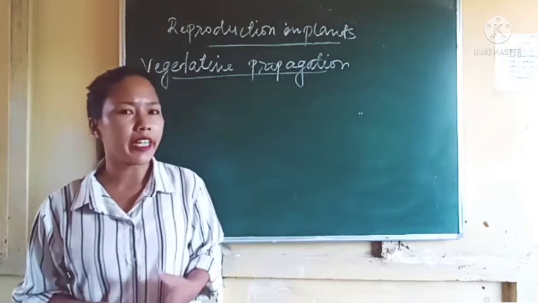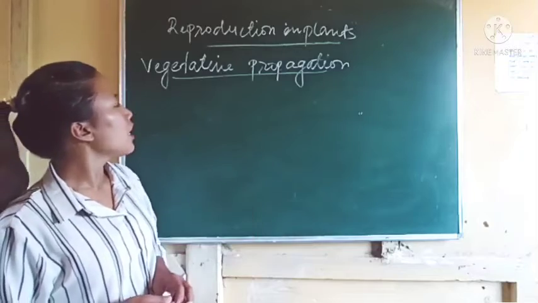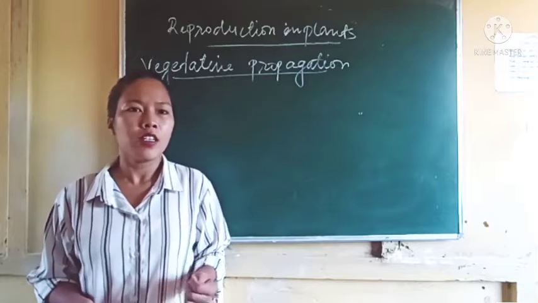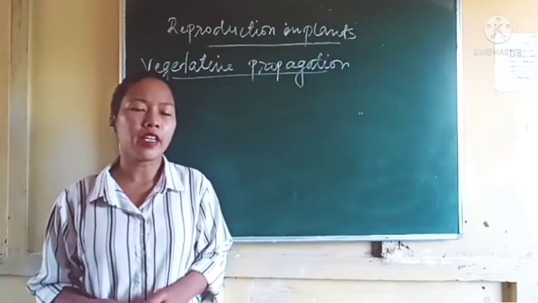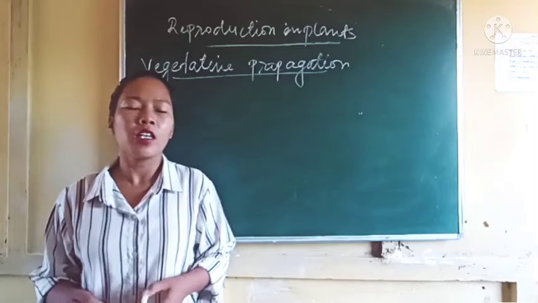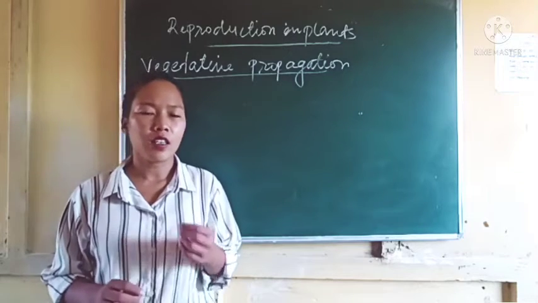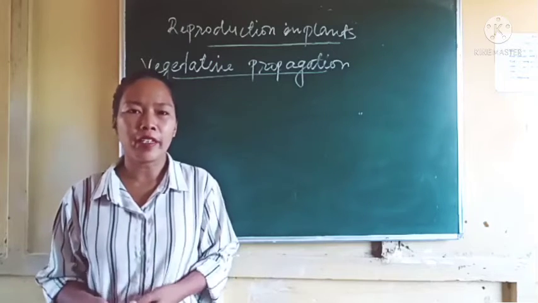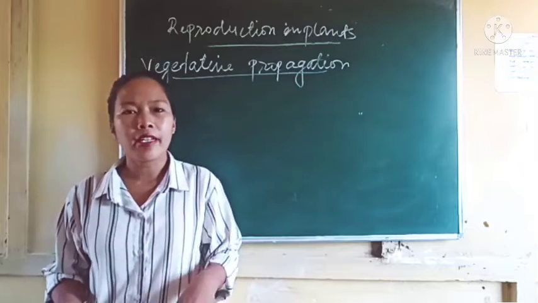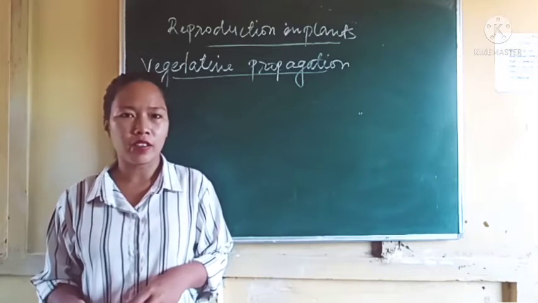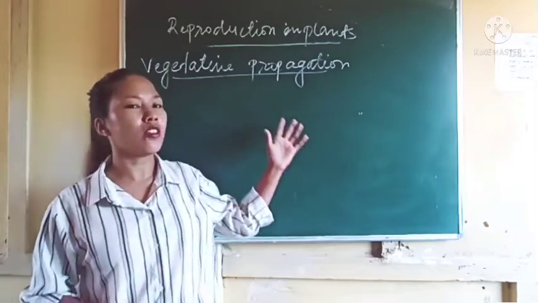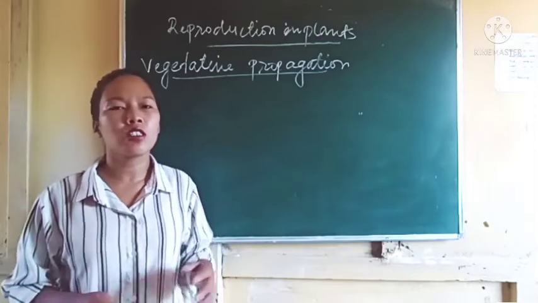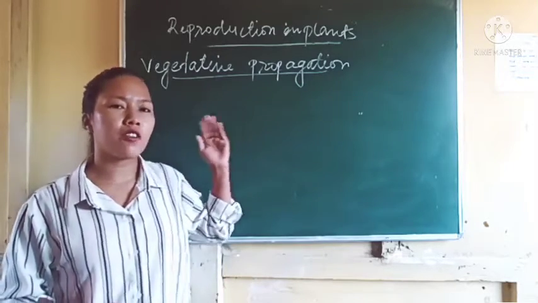Now, vegetative propagation. Vegetative propagation is a type of asexual reproduction where new plants arise from the vegetative parts of a plant. Now, I've already told you that all the parts of the plant except for the flower are called vegetative parts. So in vegetative propagation, this reproduction takes place from any vegetative part of the plant.